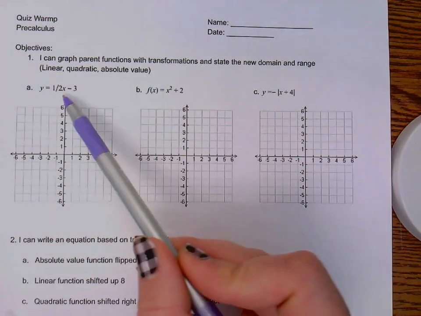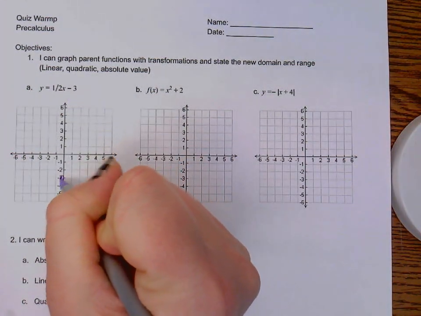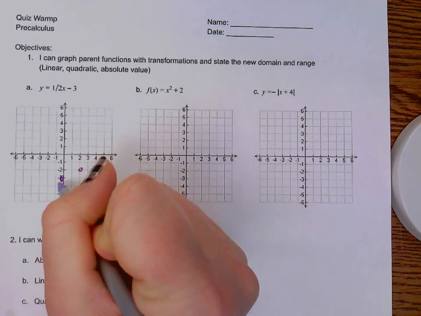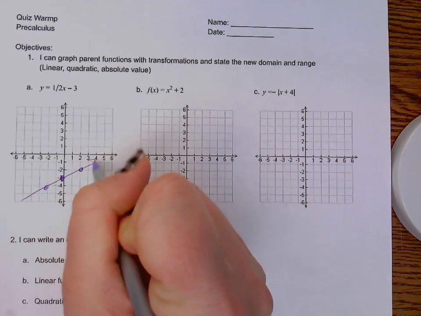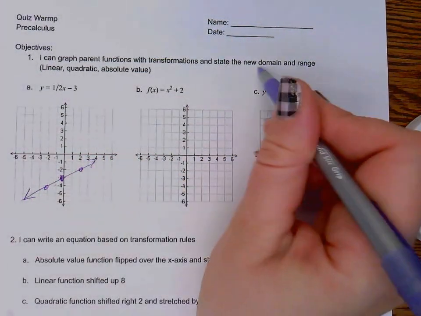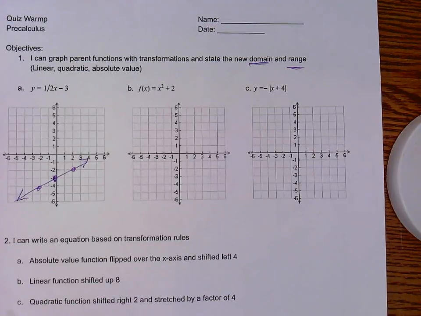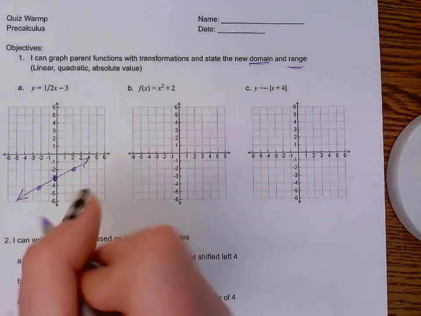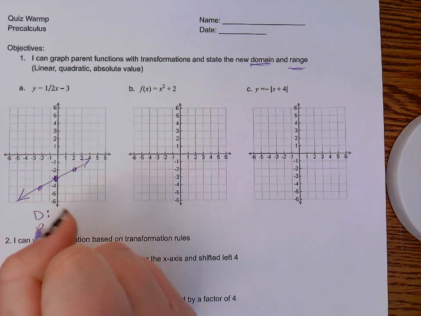You'd start at -3 on the y-axis and just go up 1 over 2, right? So there's your linear function. So what is the domain and range of any linear function? The domain will always be what? And the range will always be what, right?